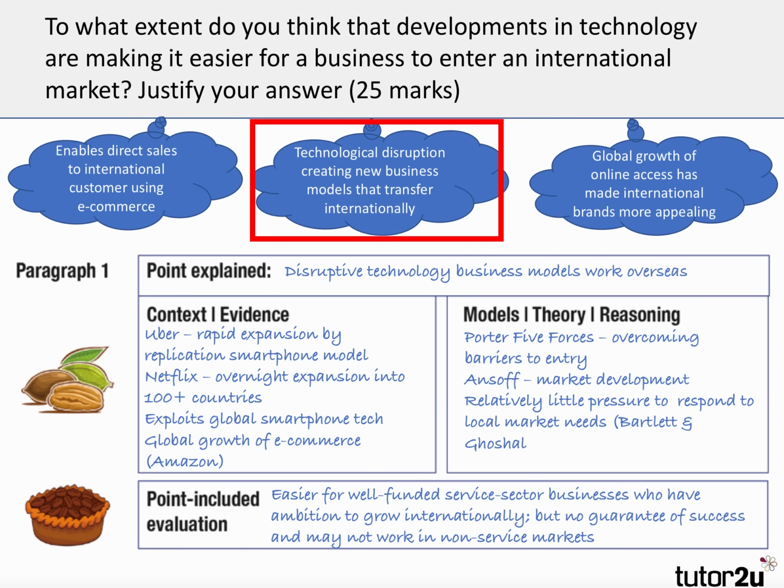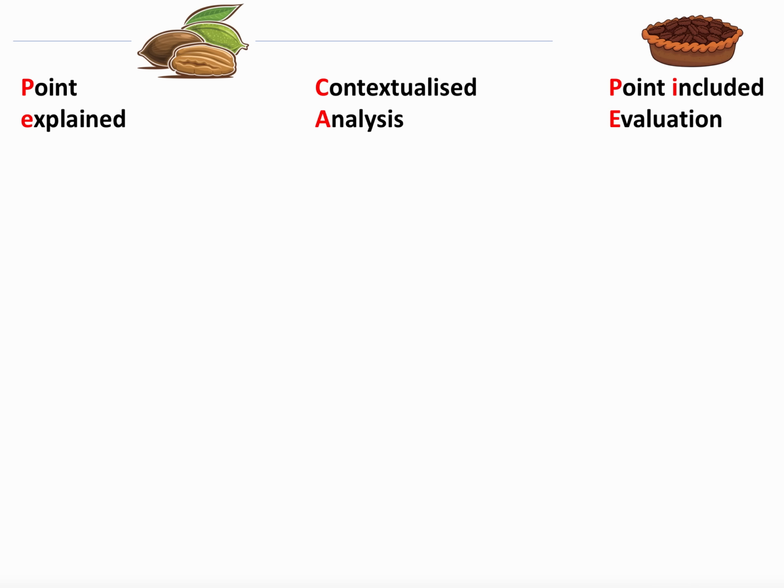And this was the first point that we wanted to write, an argument in favour of it being easier, how technological changes made it easier to enter international markets. We were going to develop the point around technological disruption, and we planned out the point. So let's have a look at how we might actually write that. Don't forget, it's a two-paragraph strategy, as we know from our grade booster workshops. It's a two-paragraph strategy plus an AGM conclusion.